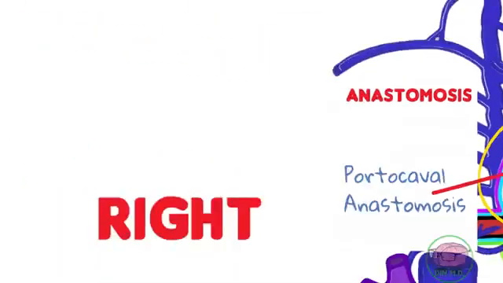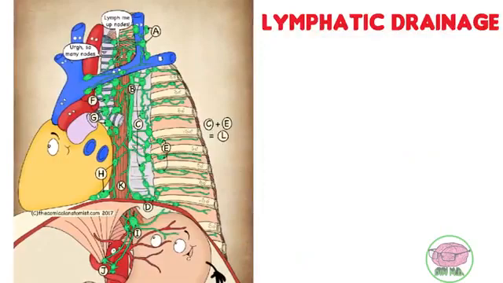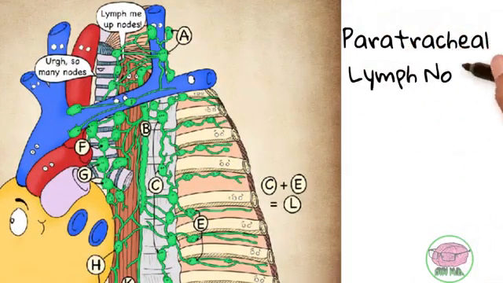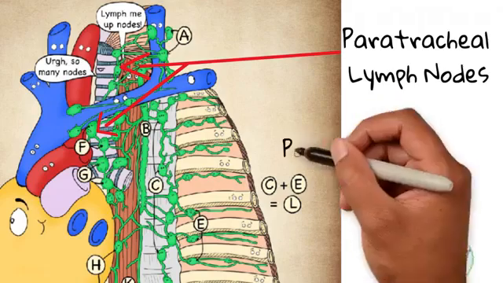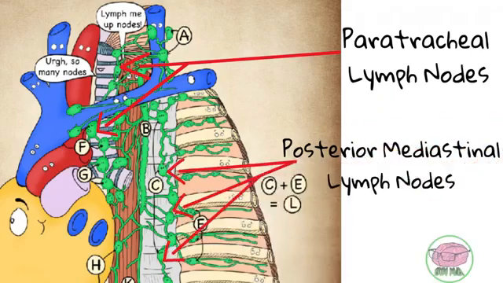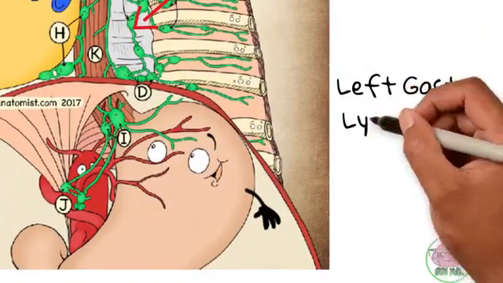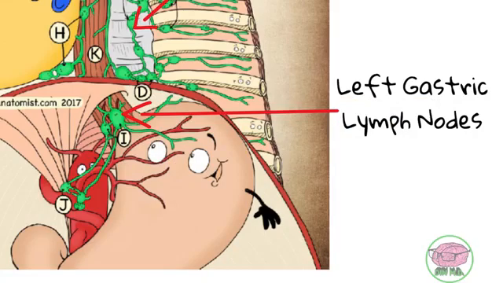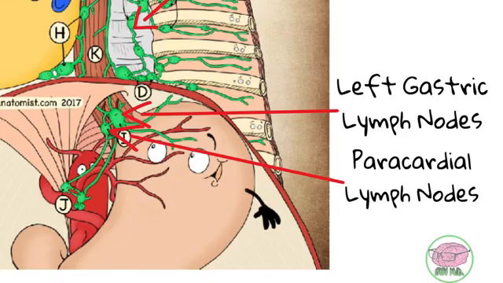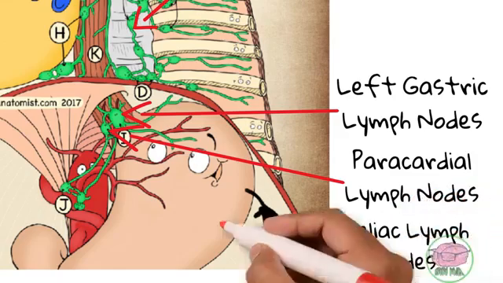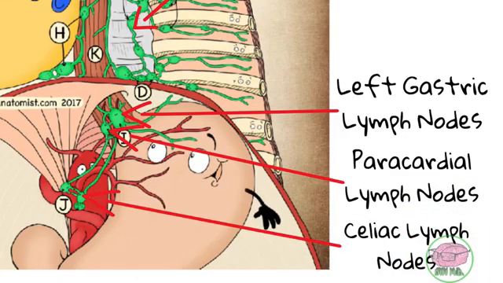The cervical esophagus lymphatic drainage goes to the paratracheal lymph nodes, meaning the lymph nodes that are located on either side of the trachea. The thoracic esophagus lymphatic drainage goes to the posterior mediastinal lymph nodes. And finally, the drainage from the abdominal esophagus goes into the left gastric lymph nodes, which in turn drain into the paracardial lymph nodes, which are the lymph nodes located on either side of the cardia. And these lymph nodes finally drain into the celiac lymph nodes that are the ones located along the celiac trunk.